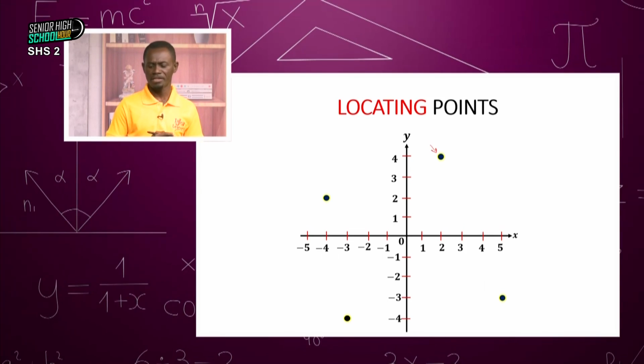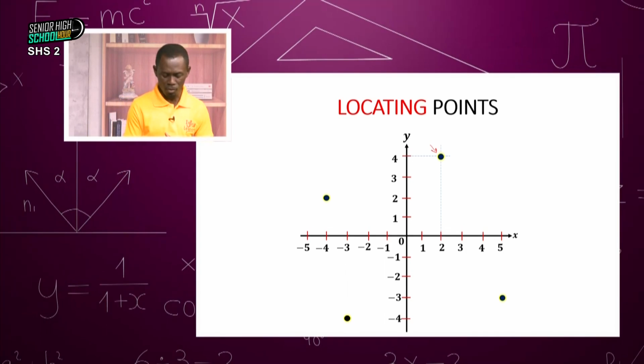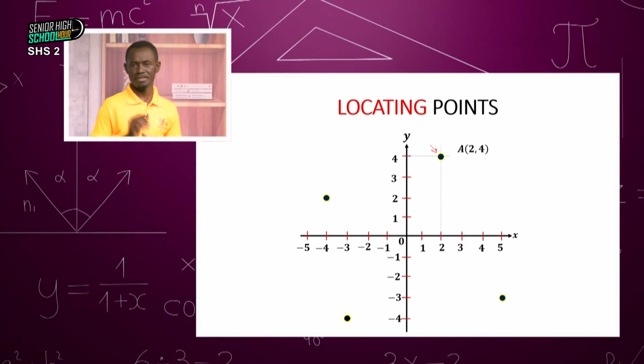How do you identify it? First of all, you will trace from any of the axes of your choice, preferably from the x-axis. If we did, we'll have it located that way. And then for the y, it will be that way. You notice those lines. They intersect at the point. The location of that point is the coordinates that we are about to put up. If we call that point A, then it is 2, 4.